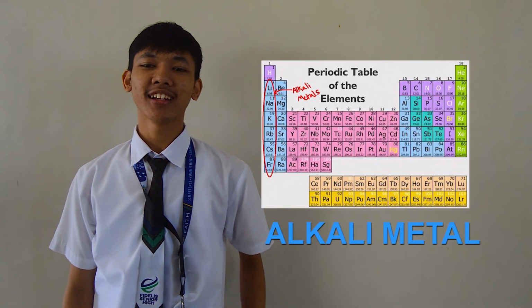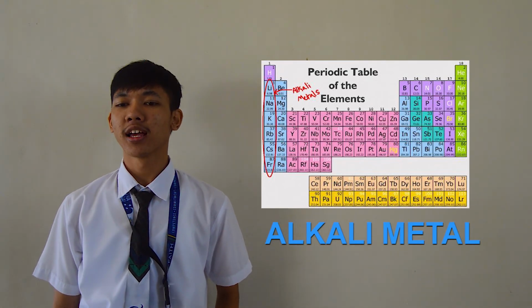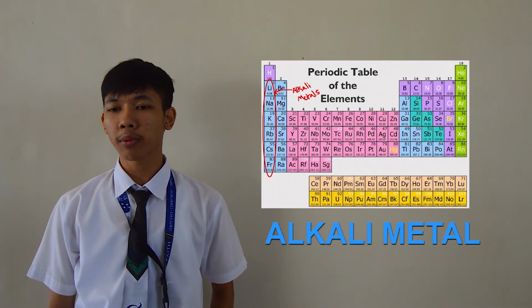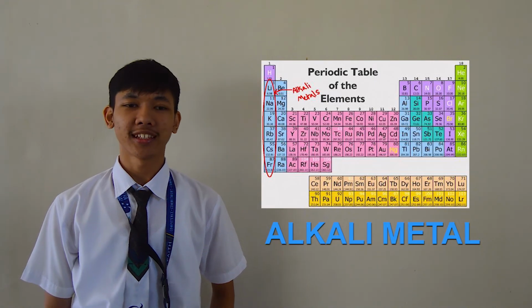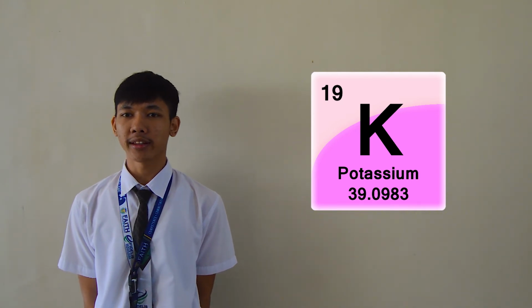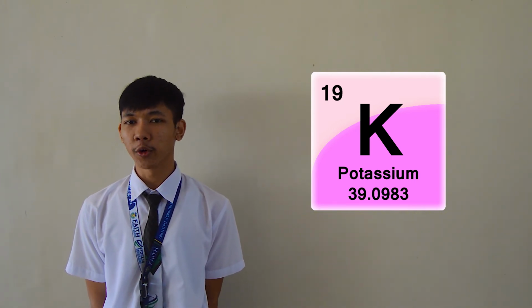The second group in the periodic table is the alkali metals. Alkali metals react with water to form alkalis, strong bases capable of neutralizing acid. One of the elements of the alkali metals is potassium. Potassium is a soft, silvery-white, reactive metal of the alkali metal group. An example of potassium is banana.